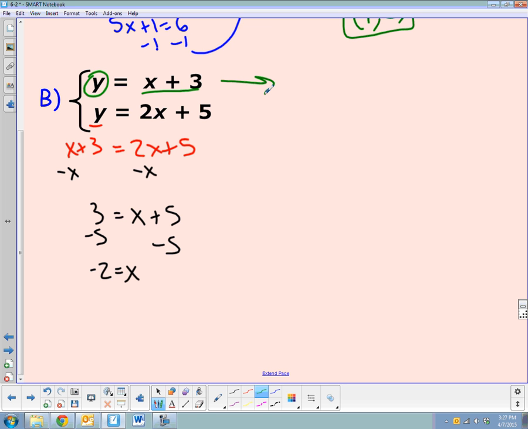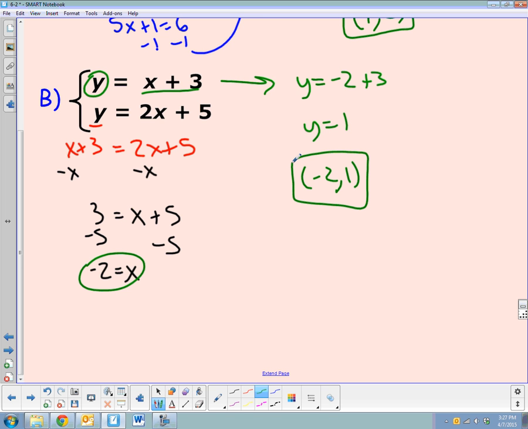Well, luckily I have an equation that says y equals x plus 3. And I know what x is. X is negative 2. So instead of x, I can put negative 2 plus 3, which means that y is 1. So my solution would be that x is negative 2, y is 1. And if I plug that back in, 2 times negative 2 is negative 4 plus 5. Yep, it works. Y equals 1. So I've got my solution, negative 2, 1.